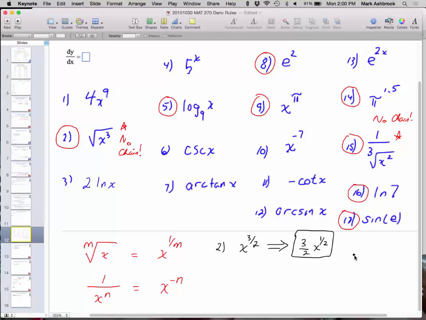Okay, here's something students do all the time. They write x to the 3/2 equals 3/2 x to the 1/2. Correct? The accumulation function does not equal the rate of change function. They're two different functions. If you do that, you get a 0. If you ever write on the mastery exam that the accumulation function equals the rate of change function, we're not even going to look at what you wrote. It's a 0 on that problem.